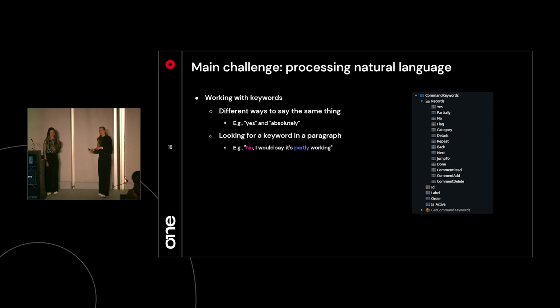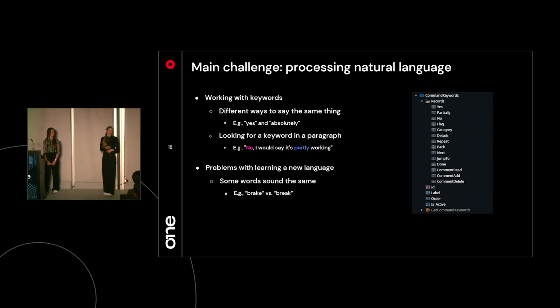Also, we had a problem if you're looking for a keyword in a paragraph. So you're always talking, so in natural language you're not just saying one word. So if the worker would say no, I would say it's partly working, then the essence of this paragraph would be partly, but the system would understand no, because that is the first keyword that was found in this paragraph. There we had a problem.